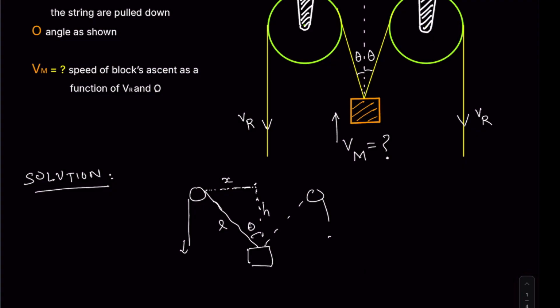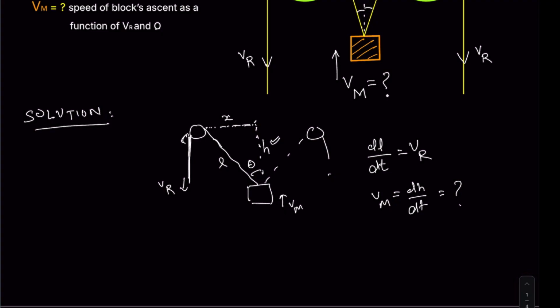If this end is being pulled at speed VR, the rate at which new string arrives at this end of the pulley is the same rate at which string is essentially moving over from here to that end. So VR and the rate of change of L with respect to time are the same quantities. So dL by dt equals VR. Hope that is clear. We need to calculate the speed of the block, which is nothing but the rate of change in h. So what we need to calculate is Vm, which is nothing but dh over dt.